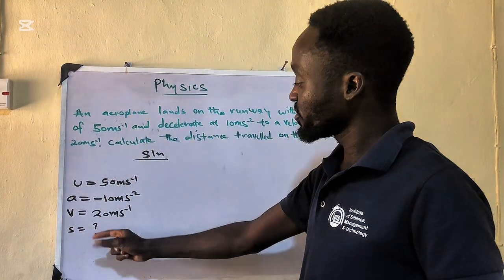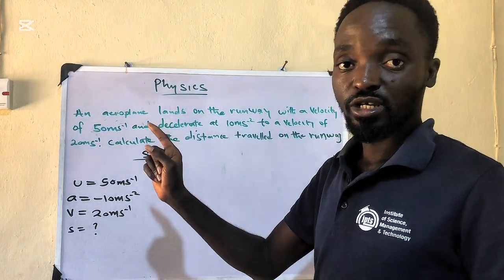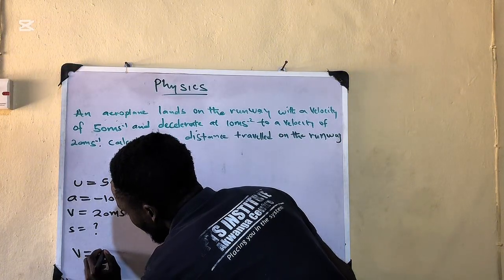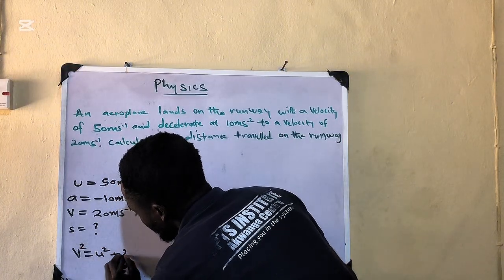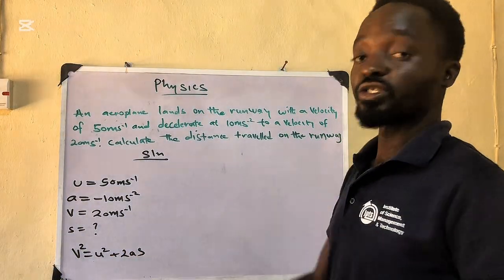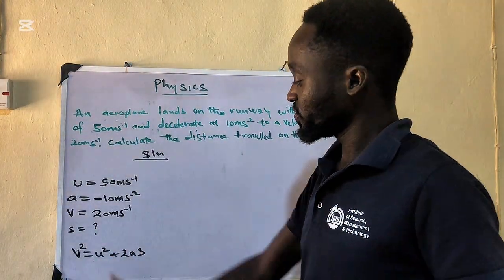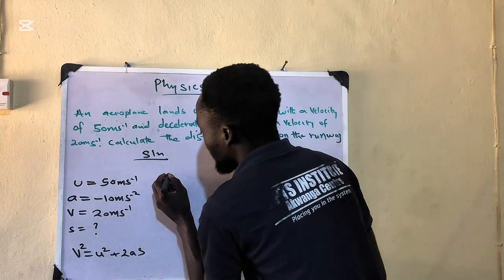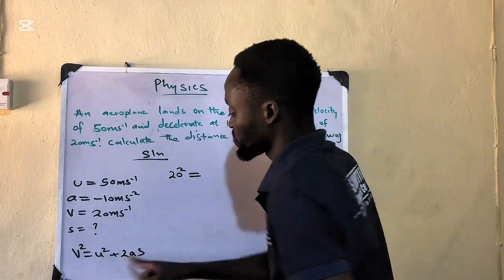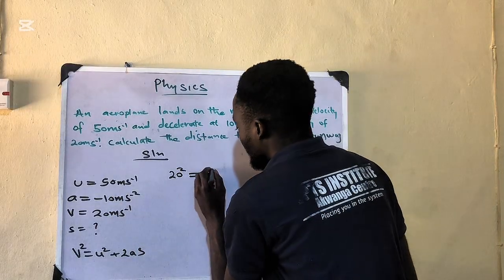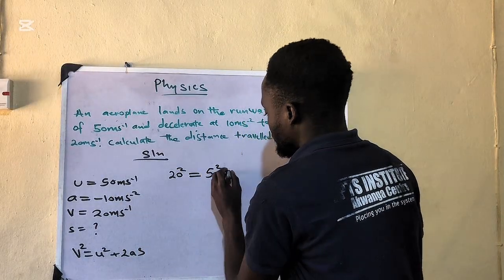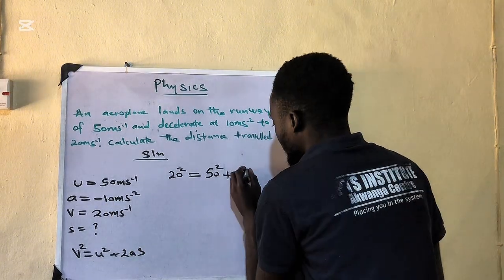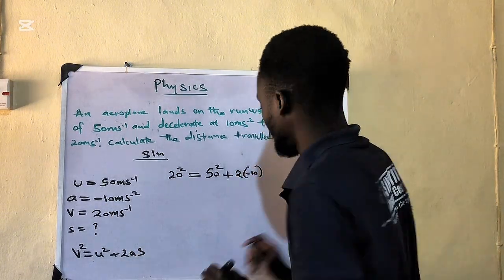To get the formula that we can use to find this distance, we are going to use the third equation of motion. The third equation of motion is given as v squared is equal to u squared plus 2as. So we are going to use it to solve for the distance, which is s. So the first thing is v, and v is 20. So we are going to have 20 squared is equal to u squared, and u is what? 50. So we write 50 squared plus 2 times a. Now a is minus 10. So we write minus 10 times s, and we don't know what s is.